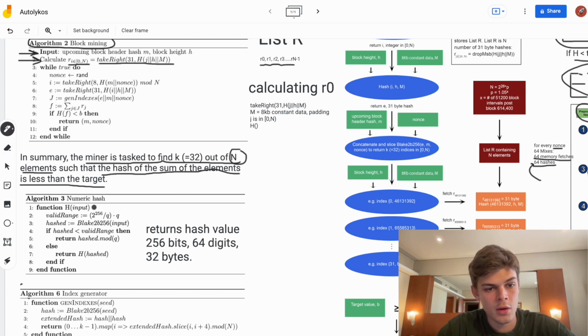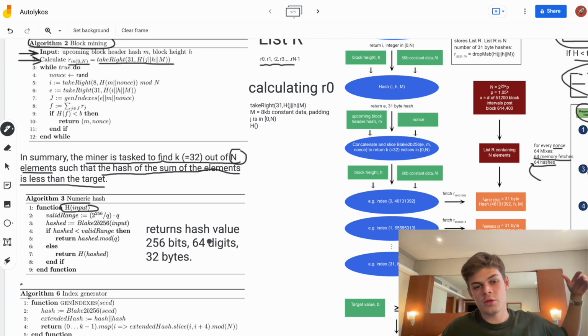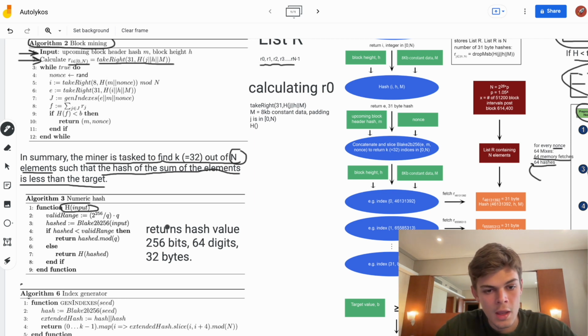So as you can see here, you have the H input, which is the hash input. I'm not going to go into details regarding algorithm 3. You're involving q, which is the prime order of a cyclic group, and you mod by that value, right, as you can see here. But the only thing you really need to understand to get a grasp of what's going on is that a hash value is returned.